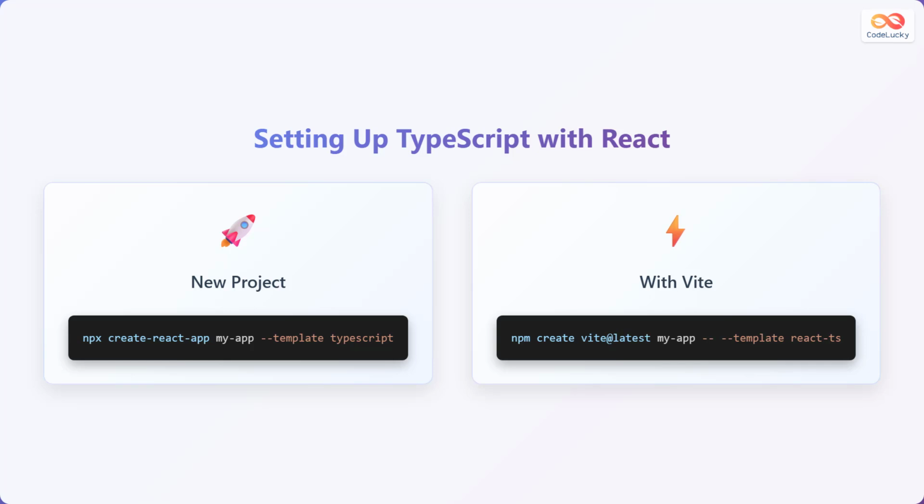There are a couple of ways to set up TypeScript with React. For a new project, you can use the Create React App command, specifying the TypeScript template. The command is npx create-react-app, your app name, followed by the flag --template typescript. Alternatively, if you're using Vite, you can use the command npm create vite@latest, followed by your app name, and then the flag --template react-ts.